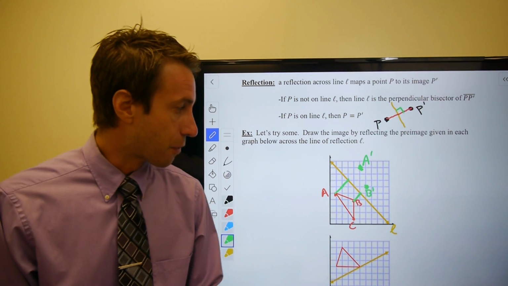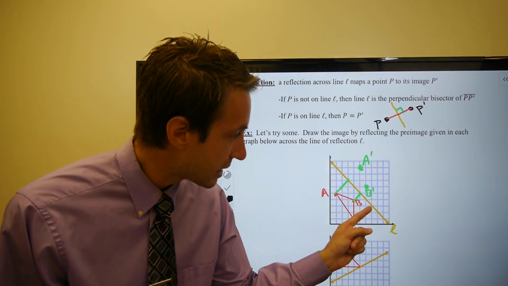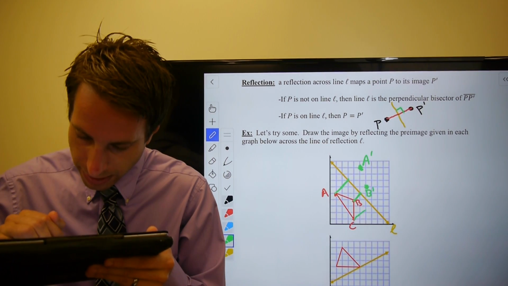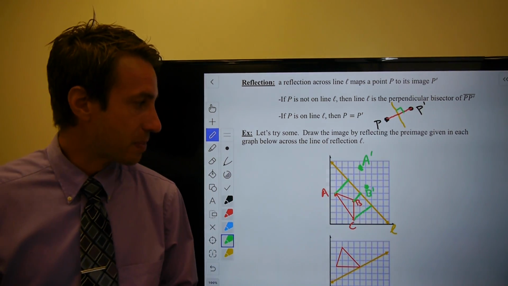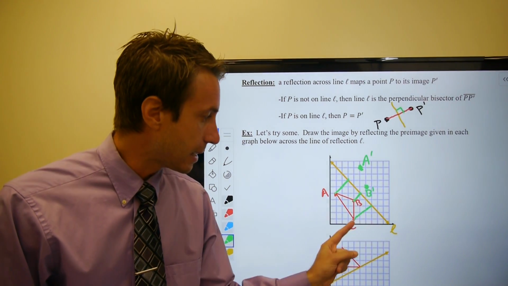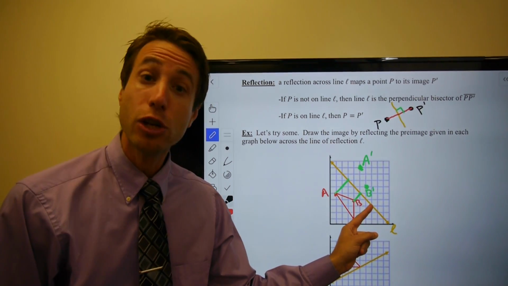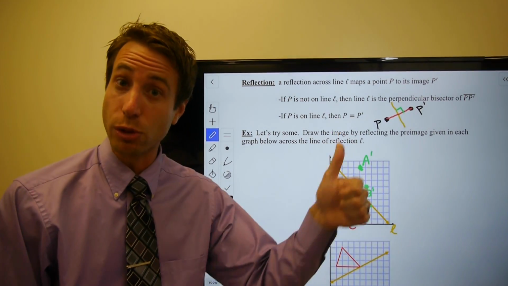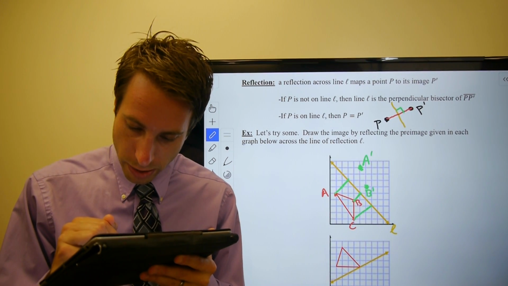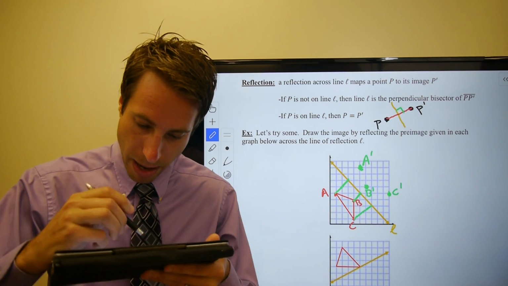Do the same thing for point C. Hopefully it looks like the perpendicular line from point C is going to put it right there. Let me draw that perpendicular line right in there. Yeah, definitely a perpendicular line. Now, how do I get to that point from C? Well, 1, 2, 3 to the right, 1, 2 up. 3 right, 2 up. Do the same thing on the other side of the line. 1, 2, 3 to the right, 1, 2 up. That puts C prime right there.